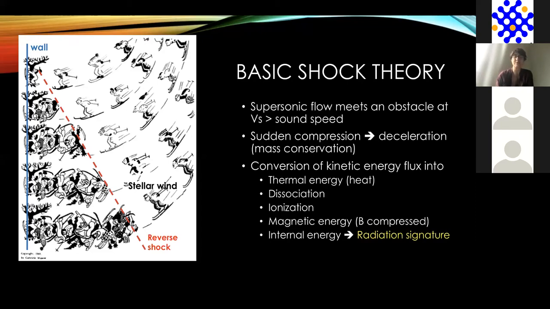So everything stops. And there is a conversion of the incoming kinetic energy flux into other types of energies: thermal energy, heat, dissociation if you have molecules, ionization, magnetic energy. If the medium is magnetized, then you also need to compress the magnetic field because of flux freezing, so that also requires some energy. And then internal energy of the atoms and molecules, and that is what is producing the cooling radiation, and that's what we're interested in, because that's our only way to observe these shocks.